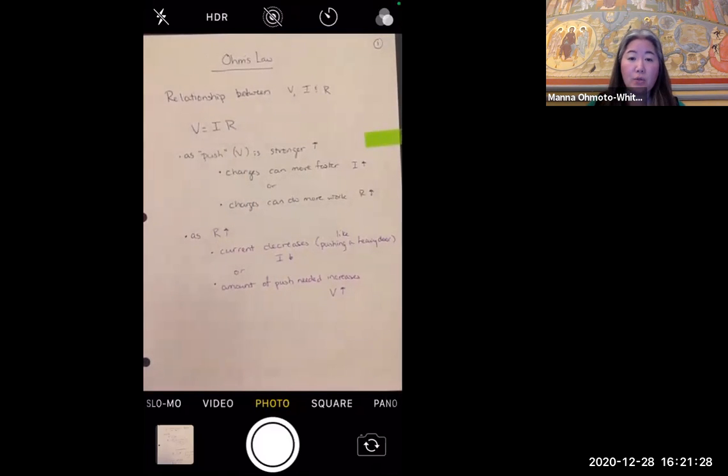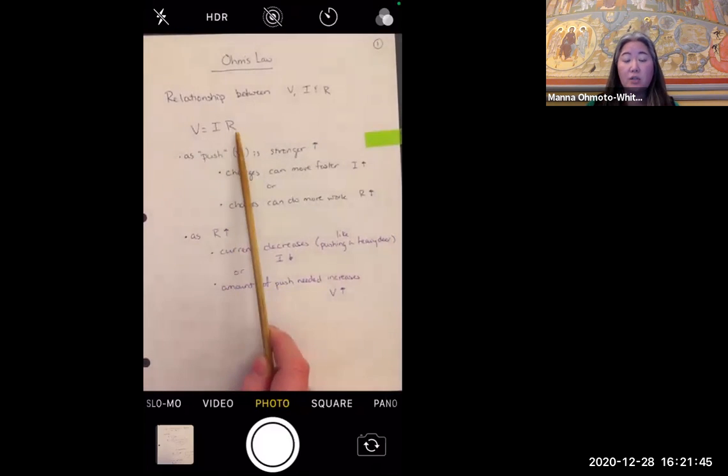The reason why I'm not looking at current is really that voltage and the resistance are the things that you control. You either control how much push you give to each of the charges, or you're controlling how much work energy you are getting out of those charges at the resistor. What happens to the current is then a consequence of what we do to the voltage and to the resistance.